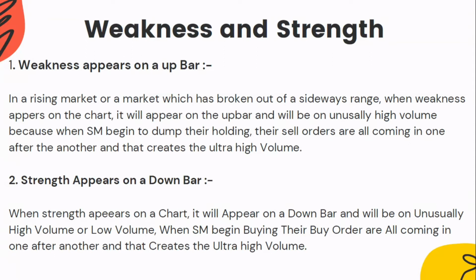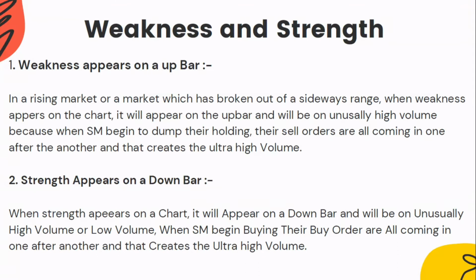Weakness appears on an up bar. In VSA, weakness appears on an up bar. I already explained what an up bar is in the previous video. In a rising market, or a market which has broken out of a sideways range, when weakness appears on a chart, it will appear on an up bar and it will usually be high volume or ultra high volume, because when smart money (SM) begins to dump their holdings, their sell orders are coming in one after the other. That creates ultra high volume.